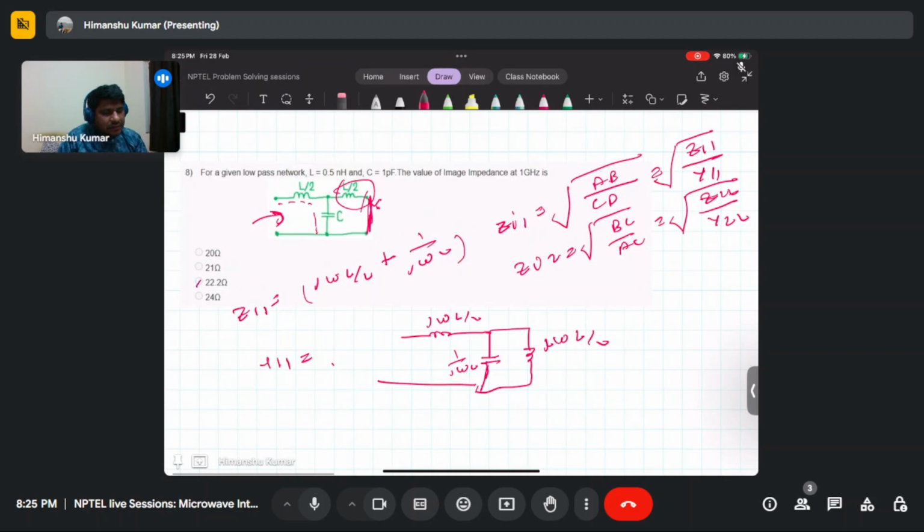Similarly, you can write Z22 and calculate Y22. Omega is given, L is given, C is given, so all is given. Once you calculate Z11 and Y11, you can calculate the image impedance, right? If you plug in all the values, then this will come around 22, I think. So is that clear?